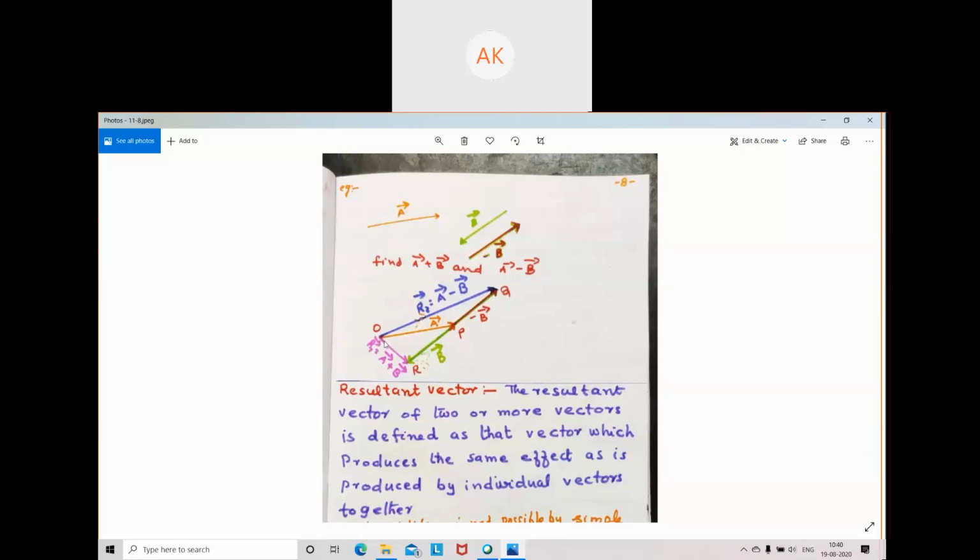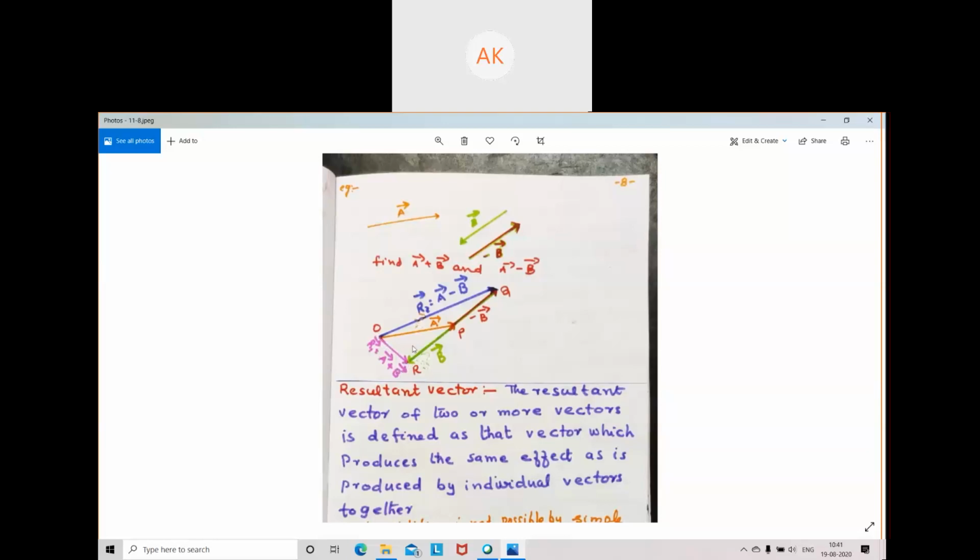And the tail of vector A to the tip of vector B, join, and put the arrow mark. Tail to tip. Initial point is the tail. You have to draw the line from tail to tip, and at the tip you have to draw the arrow mark. Don't put the arrow mark here. Be careful. That gives A plus B.